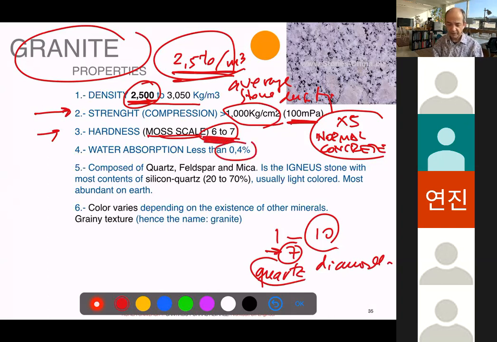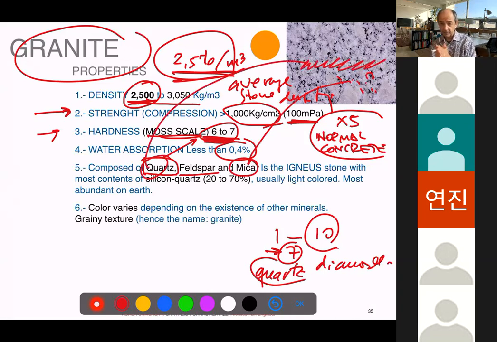It has almost no porosity. And the composition is quartz. This is why it's so strong. Feldspar and mica. Mica is what makes these black points, right? And quartz is what makes this white background and this kind of glassy look, right? So quartz is actually silica, right? Or silicon dioxide.